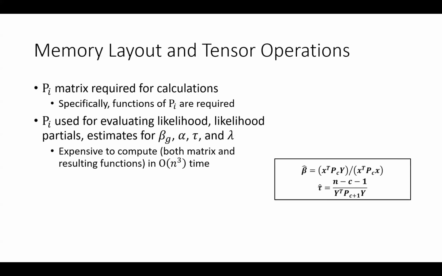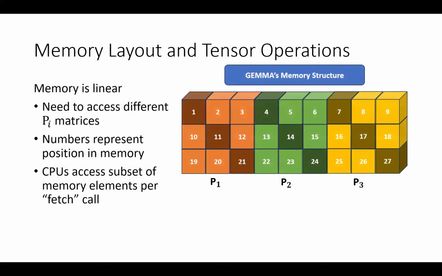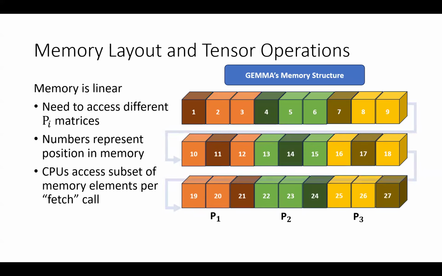Returning to our optimized layout, we have to use these P matrices for a lot of calculations. It's required also, in addition to just the likelihood and partials, for estimating our beta coefficient, alpha, tau, lambda, all these things would be expensive if we didn't have a better way to compute these subresults. When we look at memory in a computer, memory is stored linearly. So in this diagram, the number here represents the actual order of memory. So when we think about how GEMMA stores it, it stores memory as a matrix for storing all these subunits. So it actually looks like this.